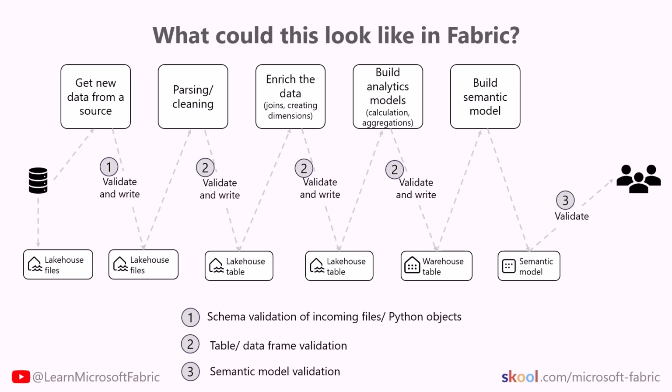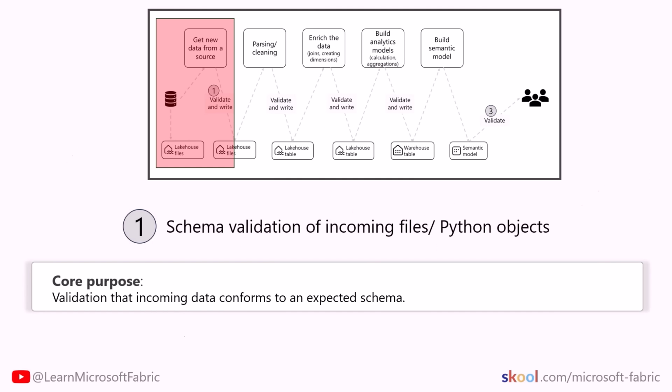And the third one on the right-hand side there is semantic model validation. So in Fabric, pretty much for the first time, we have the opportunity to validate the semantic modeling that we do in our organization. So making sure that the relationships that we build and the DAX measures that we write are actually performing as they were designed to perform. So let's step through these one by one, starting with schema validation.